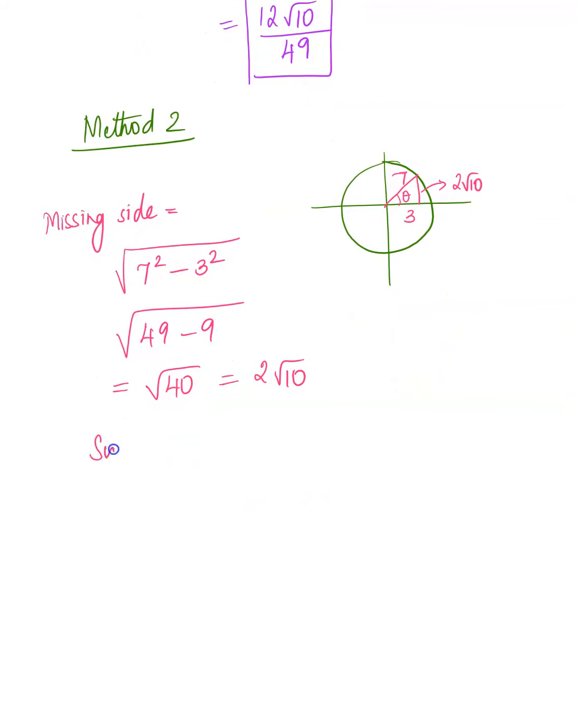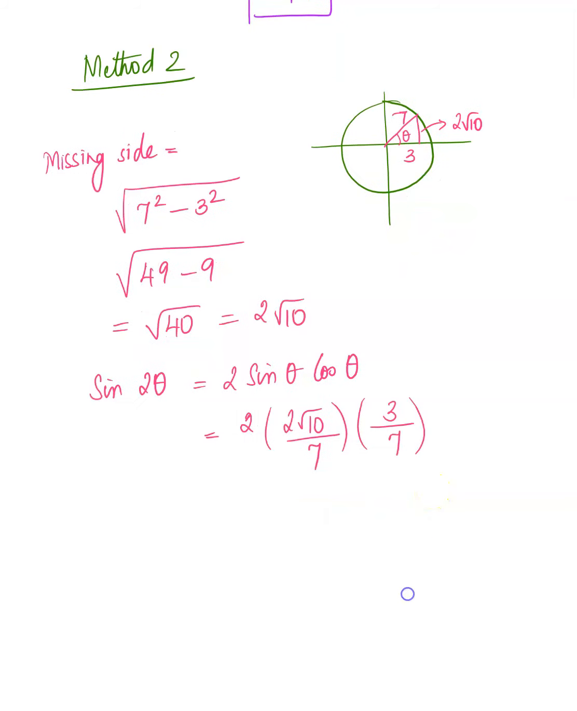Now we are trying to find sine 2 theta, which will be 2 sine theta cosine theta. So from this triangle, you have sine theta to be opposite over hypotenuse. So opposite will be 2 root 10 over 7 times cosine theta, which is adjacent over hypotenuse. That is 3 over 7. Multiply all these out, you get 12 root 10 over 49. This is exactly what we got above.